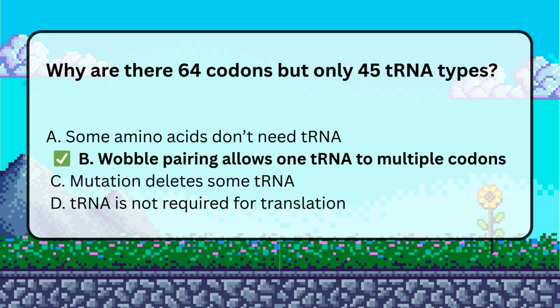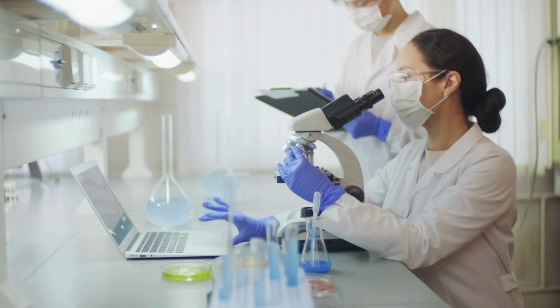The first option is: some amino acids don't need tRNA. The next option is: Wobble pairing allows one tRNA to pair with multiple codons, and that is the right answer because it makes sense. Some codons share a tRNA because of the Wobble and base pairing at the third position.